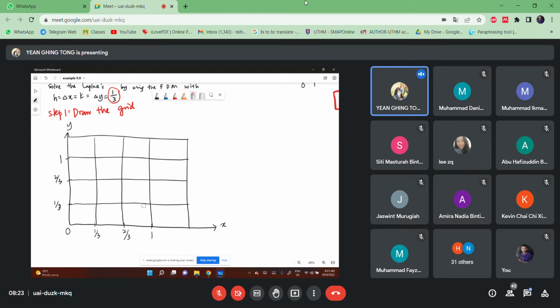Okay. Now we have to write the name of each grid point. So at this point, this is U00, and at this point U10, U20, U30. And here, this is U01, U11, U21, U31. This is U02, U12, U22, U32, U03, U13, U23, and then U33. So just repeat what you learned previously.